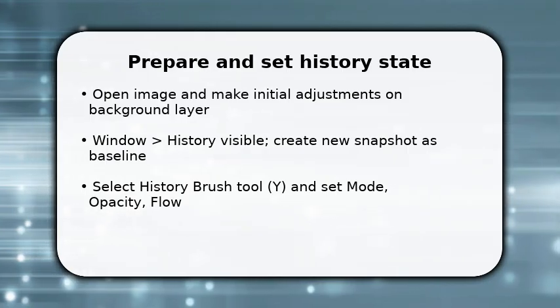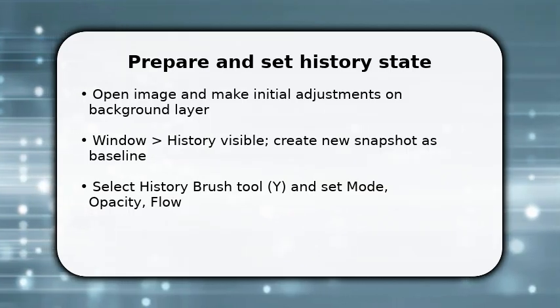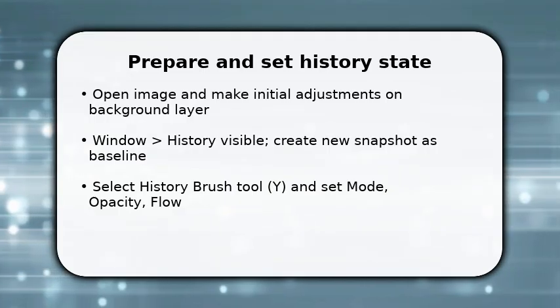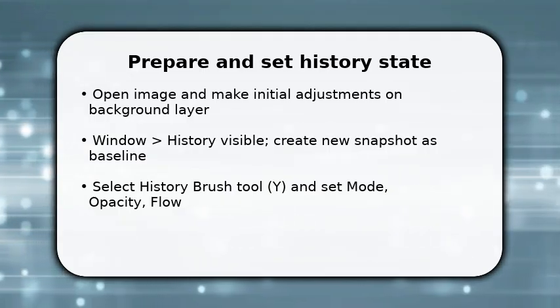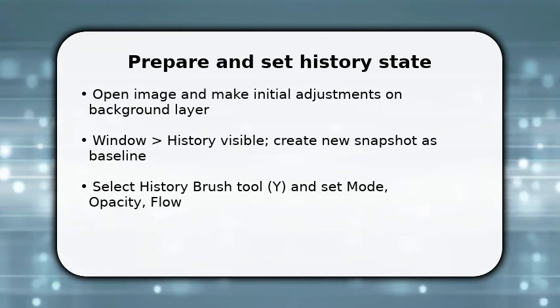Set the brush mode to normal, opacity around 100% for full restores or lower for subtlety, and flow for smooth strokes. Make sure the snapshot is selected as the source, so you can paint that state back into the current image. Now you perform the detailed restoration.